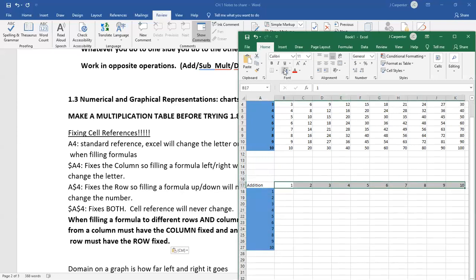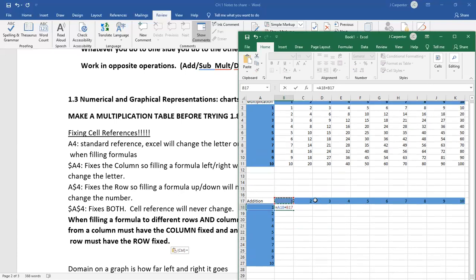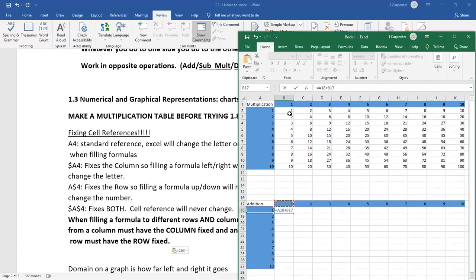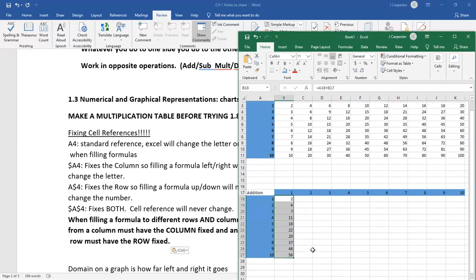So again, our formula should be using only things from these blue sections. So we go equals, and we just need to add this cell plus this cell. See, now it's A18 and B17, whereas before it was A2 and B1. And that has no fixed references, so when you start filling it all around, these are going to look terrible.